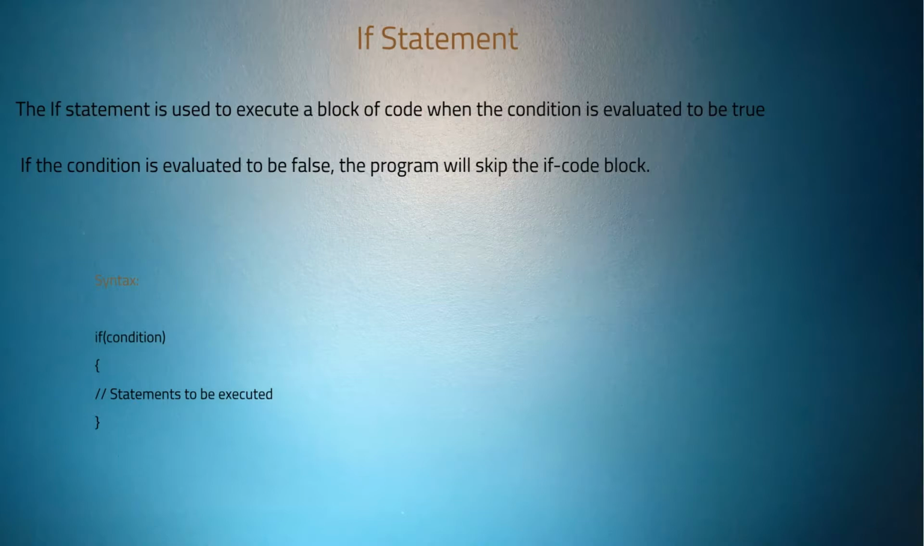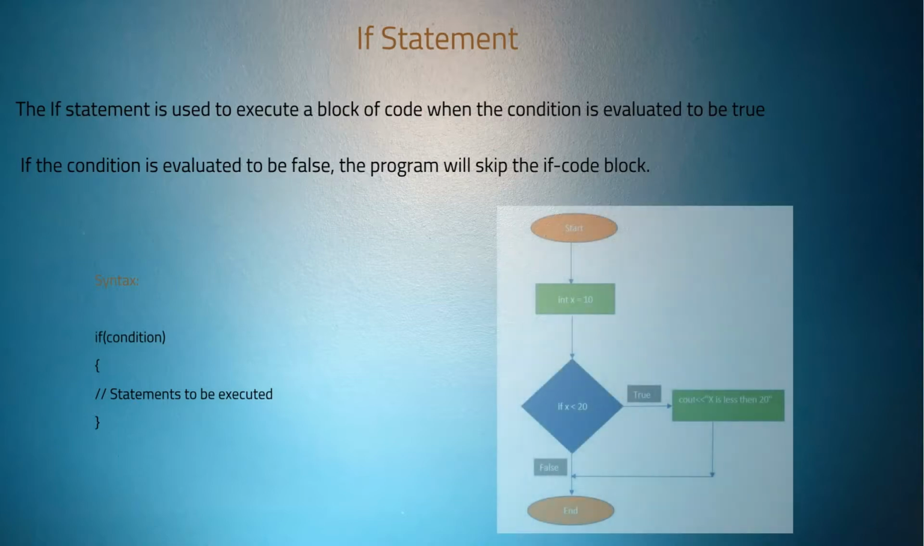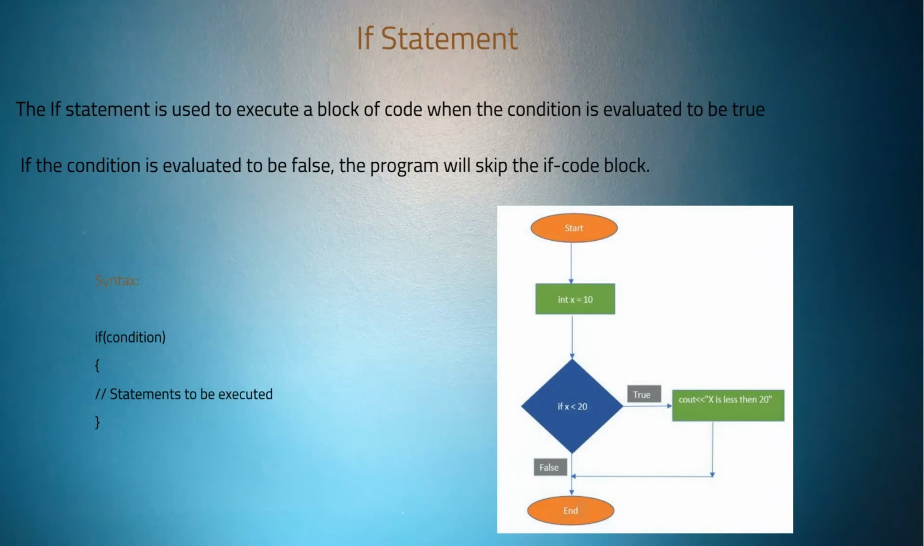In the flowchart, variable x is initialized with the value of 10. Next, we are checking the condition that is x is less than 20. If the condition is true, it will print the statement x is less than 20. And if the condition is evaluated to be false, the program is ended without printing anything. So in this case, the value of x is less than 20, so it will print x is less than 20 and end the program.